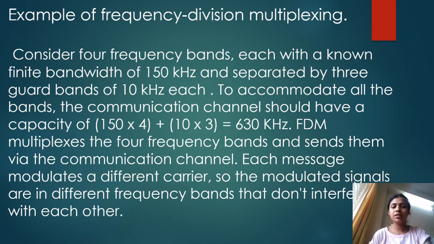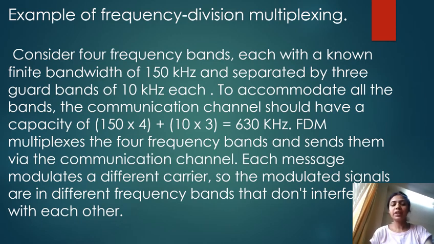Consider four frequency bands, each with a finite bandwidth of 150 kHz and separated by 3 guard bands of 10 kHz each. To accommodate all the bands, the communication channel should have the capacity. Here, we multiply 150 by 4 for the four bandwidths, plus 3 guard bands multiplied by 10, which gives the answer of 360 kHz.